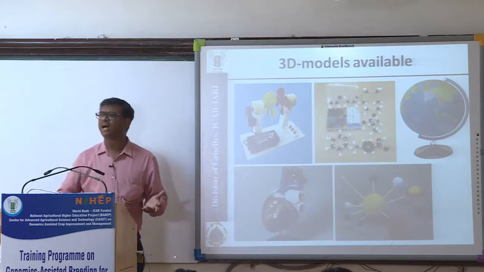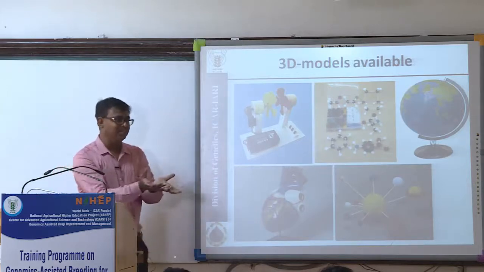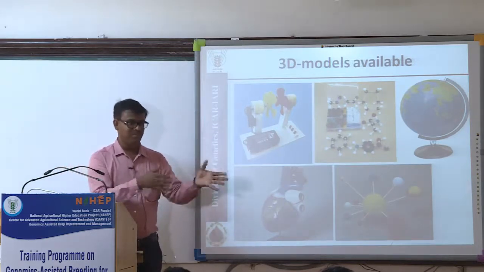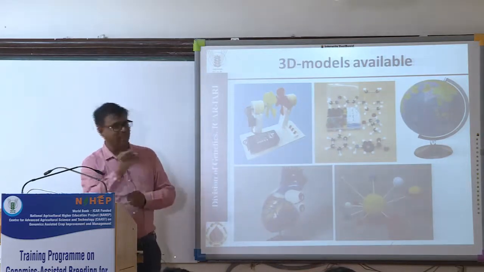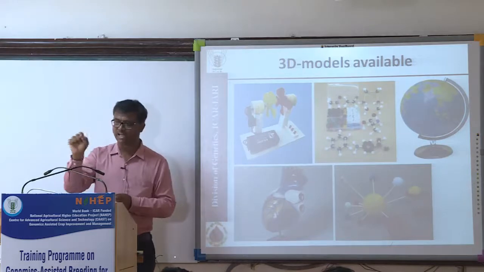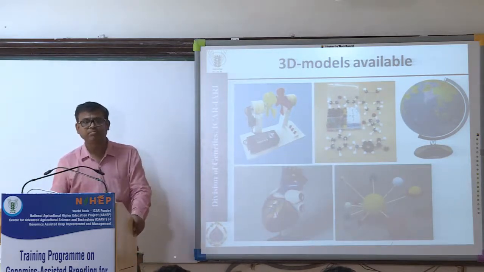But in genetics, hardly do we have any models to actually visualize how 3:1 or 9:3:3:1 takes place. We do the same checkerboard with counting and then we write A dash B dash is equal to 9, and all those things. So with this, what happened?